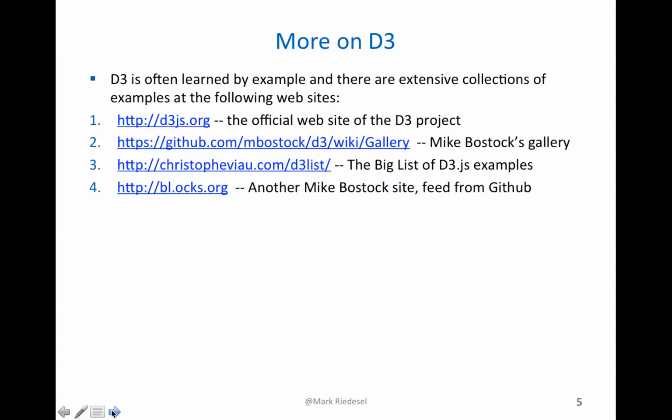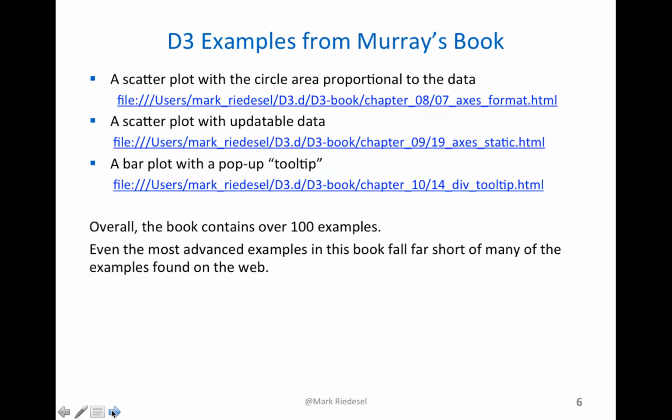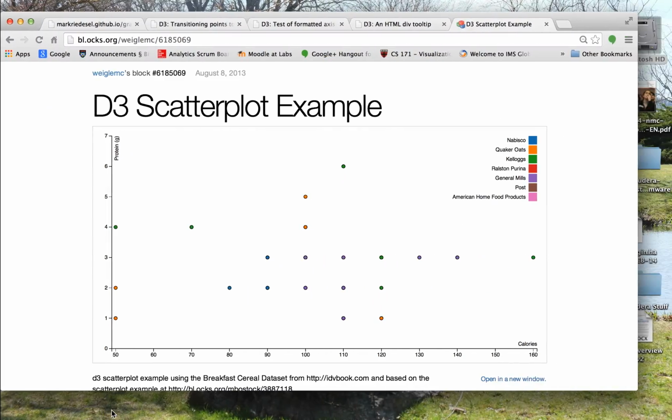D3 is often learned by example. There are several pages on the web that have lots and lots of examples. Some of them actually have the code listed with them as well. So if you want to do something in D3, often the first place to look is to go to the web and see if you can find an example that's similar to what you want to do. To start out with, I'll show some examples from Murray's book on what D3 can do.